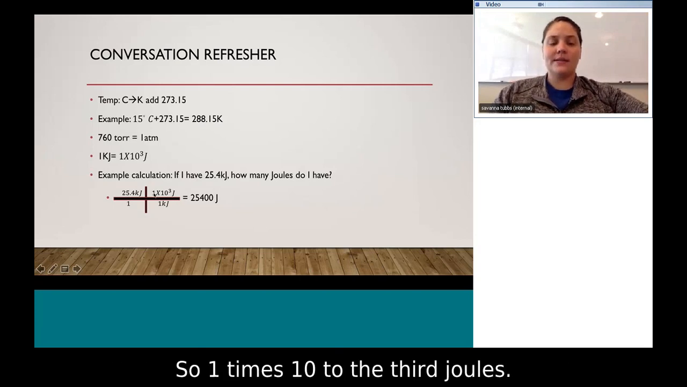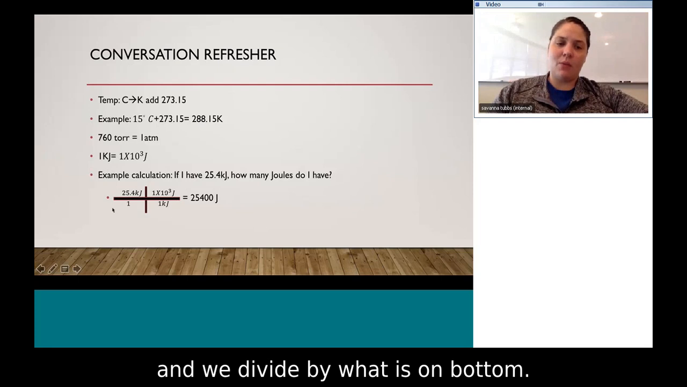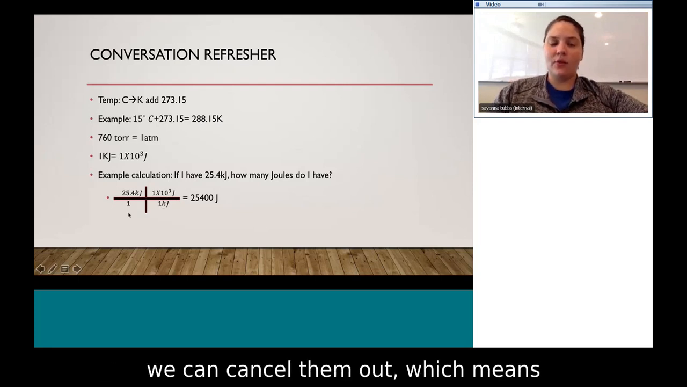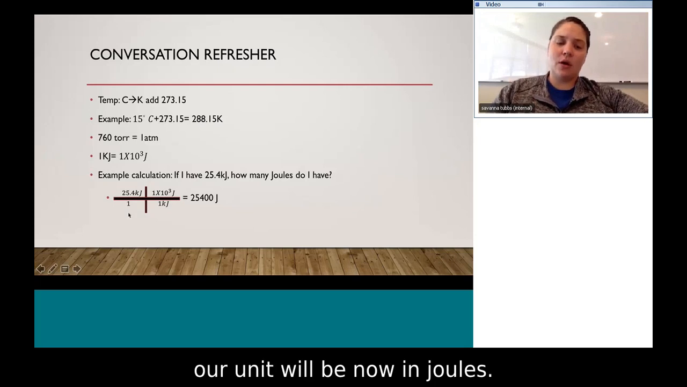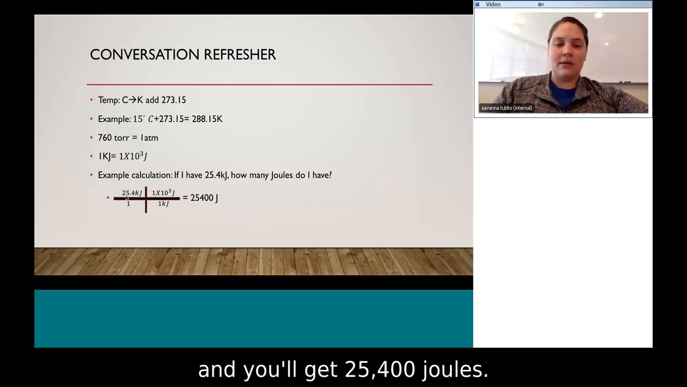and all we do is we multiply by whatever is on top, and we divide by what is on bottom. So because our kilojoules are across each other, we can cancel them out, which means our unit will be now in joules, and you do 25.4 times 1 times 10 to the third, and you'll get 25,400 joules.